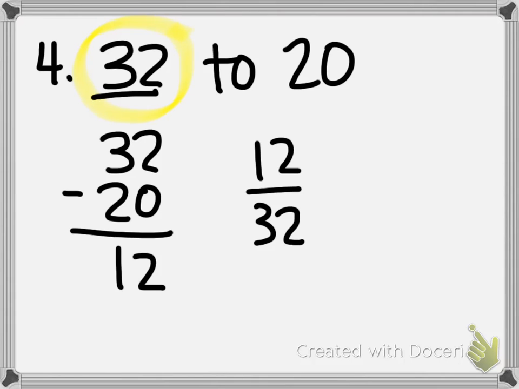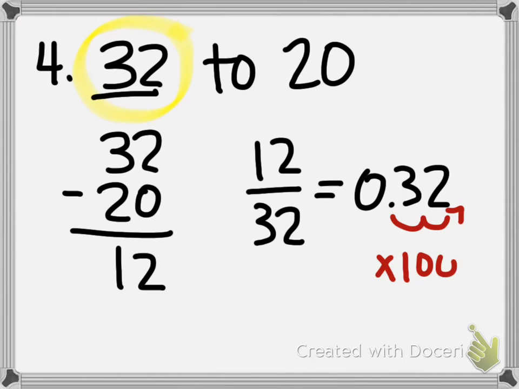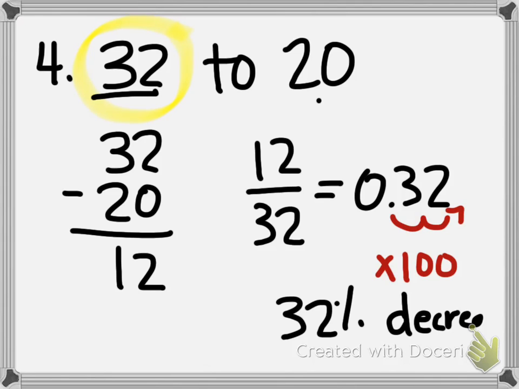And when I put 12 over 32 and divide, I find that this is 0.32. And I need to move my decimal 2 places to the right, which is the equivalent of multiplying by 100, to find that my percent is 32%. Now to find if it's a decrease or increase, I look, well, it went from 32 down to 20, so it would be a decrease. And you need to write out decrease or increase in full on your test.